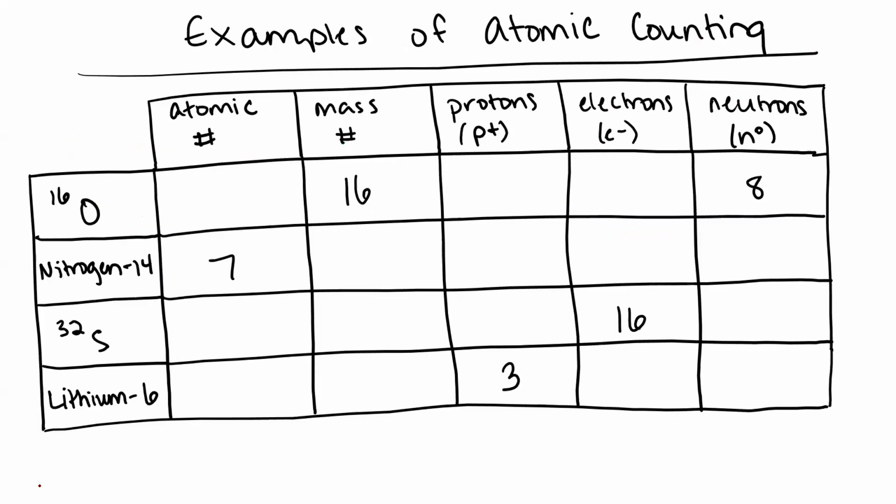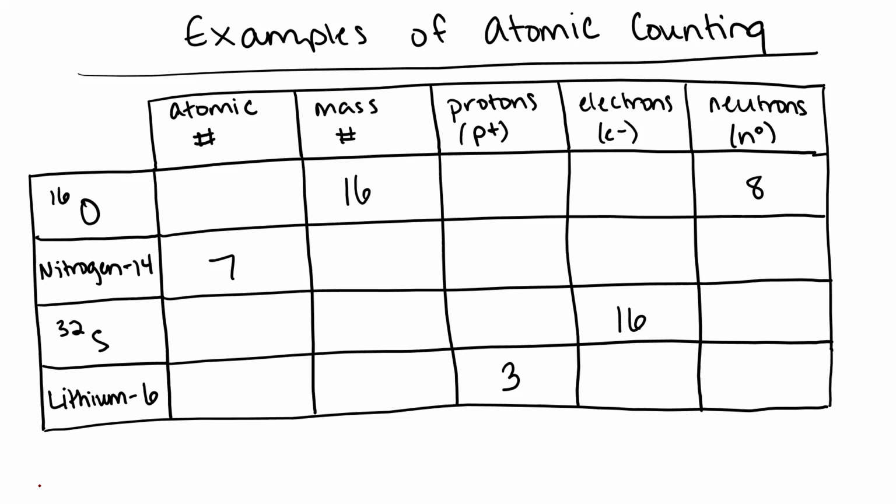So let's do examples of atomic counting. Disclaimer going into this, these things do not always look this nice, because first off, the number of electrons is not always equal to the number of protons. It simply does not always happen. It usually isn't like that in nature. Another thing is that not all elements are going to have equal numbers of neutrons and protons within their nucleus. It's just the way that things work out. It works that way a lot of the time, but not always.